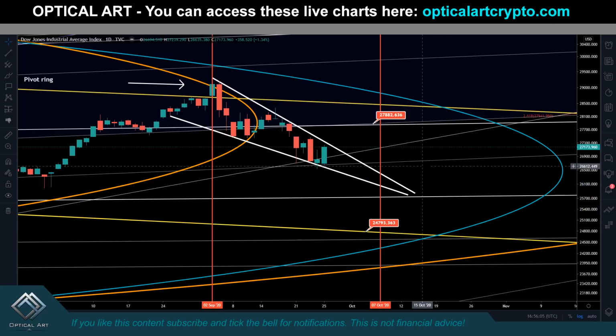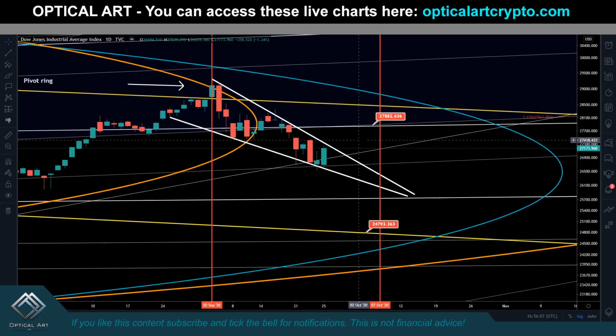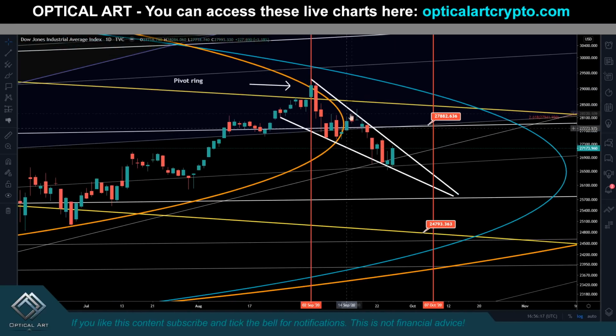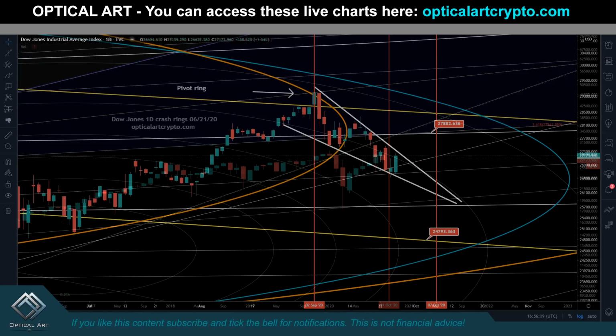I do think oil is what's going to determine what's going to happen with the markets. And keep in mind, I have these charts saved now with these vertical lines, and again, I do think this was the top, and I think this orange ring is going to continue to send us down.